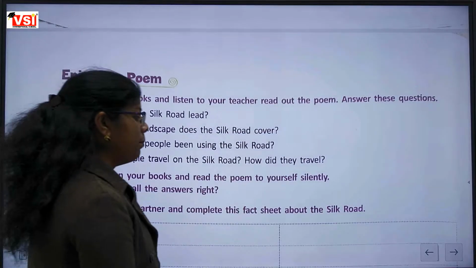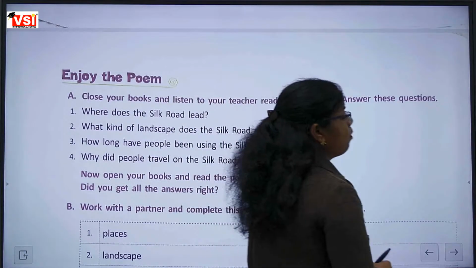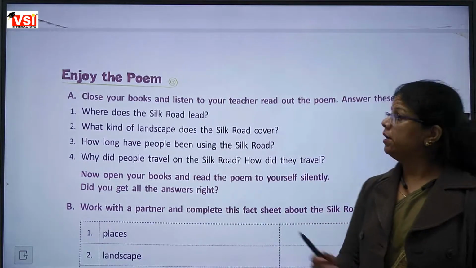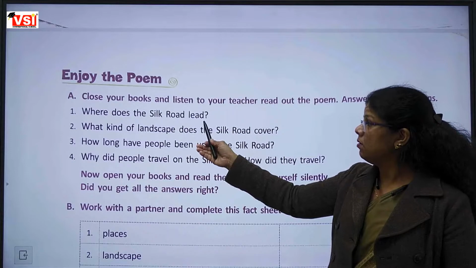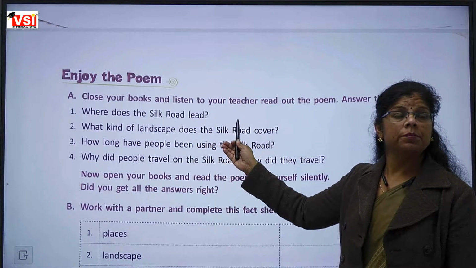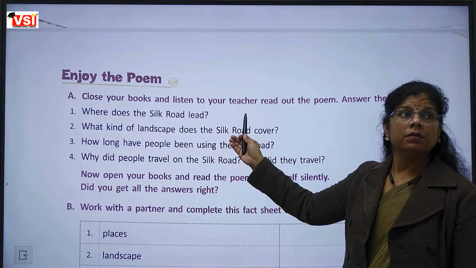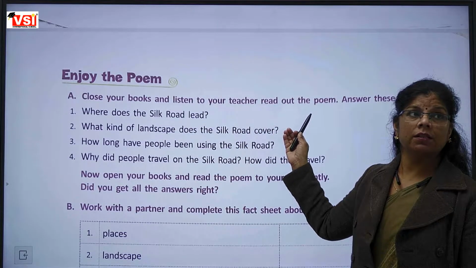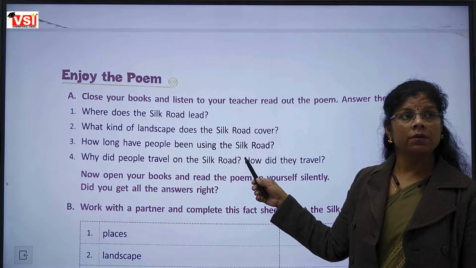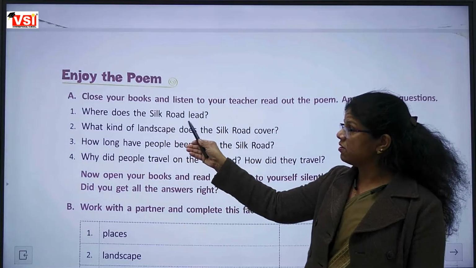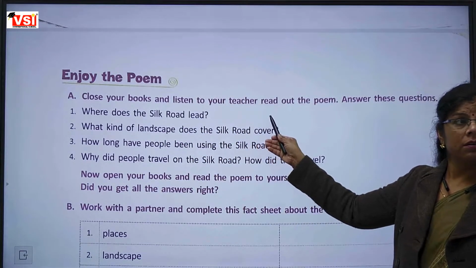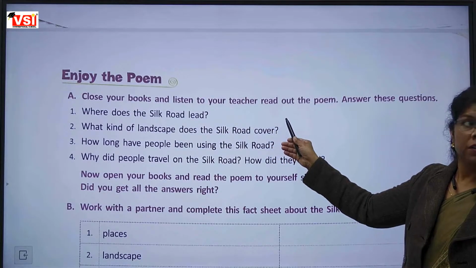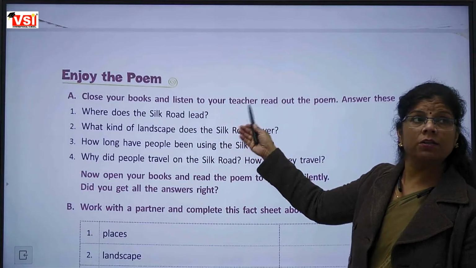If you remember, it is told in the poem that the Silk Road leads from Europe to Asia, from Xi'an to Baghdad. It is given in the poem. The Silk Road leads from Xi'an to Baghdad. Is it or not? Yes, ma'am. The Silk Road leads from Xi'an to Baghdad.